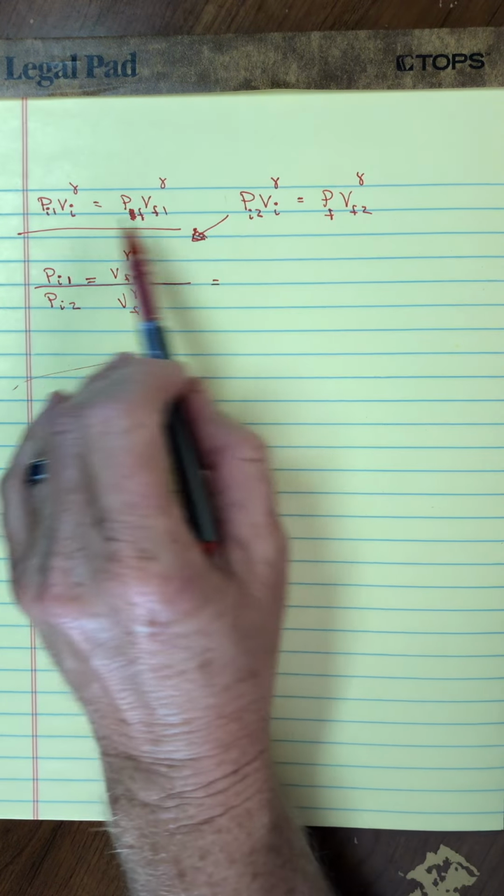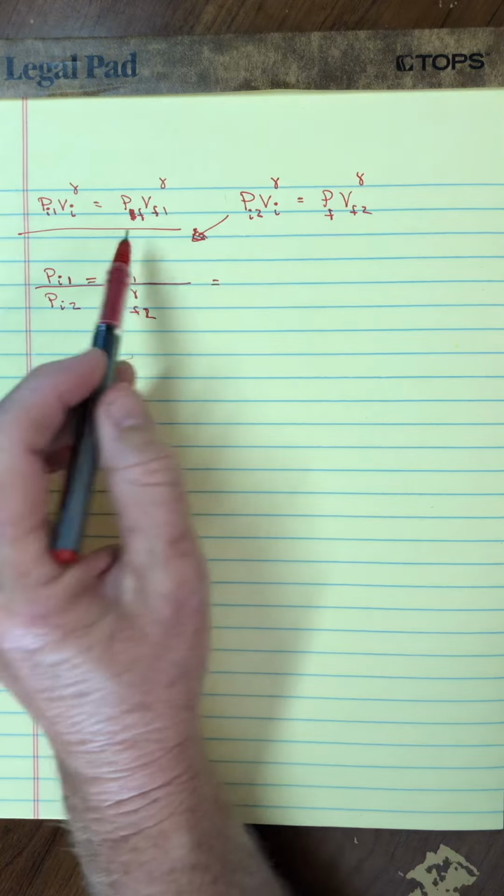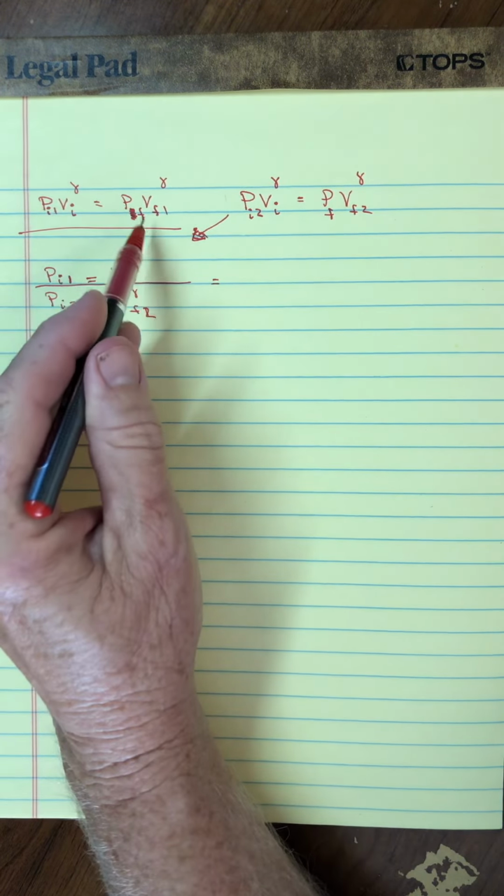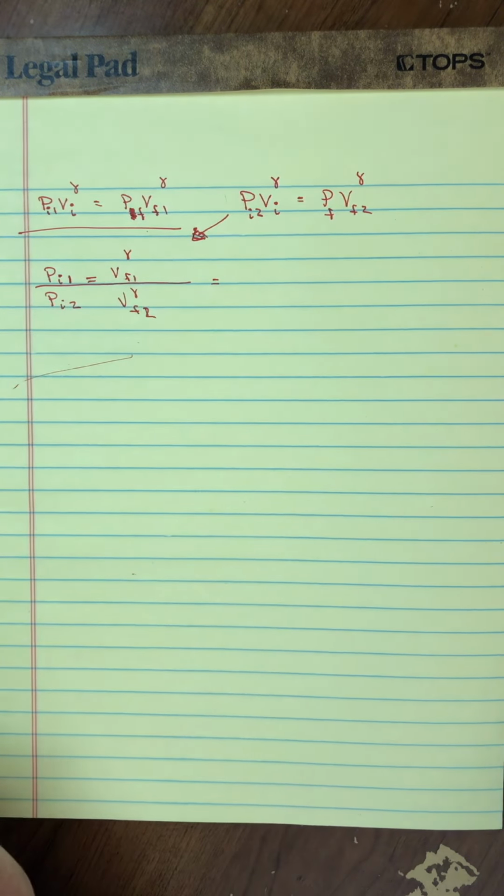So if I put that over to here, I get the ratio of the pressures, okay, and the initial volume goes away. Good. If I put that over here, the final pressures go away, and then we just have volume to a gamma.